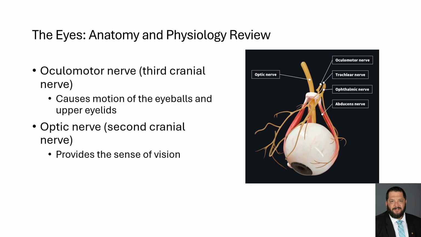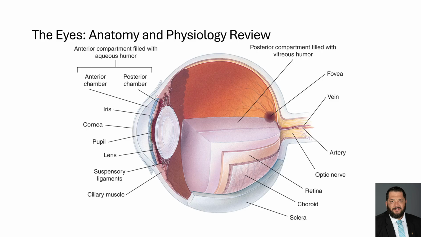So looking at the anatomy of the eyes, you've got a couple of nerves that you need to be aware of. You've got the optic nerve, which moves directly into the back of the eyeball. And then you have the oculomotor nerve. These are going to be the second and third cranial nerve, respectively. The oculomotor nerve helps control the eye motion of the eyeballs and upper eyelid, while the optic nerve provides the sense of vision to the optic chiasma and optic cortex of the brain for interpretation of those visual images.